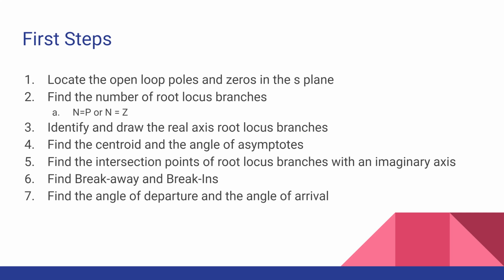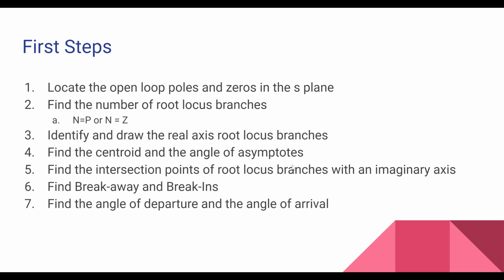The n and the p will be equal if p is greater than z, and n will equal z if it's inversed and z is bigger than p. So then our third rule is identify and draw all the real axis root locus branches. Following that, we'll find the centroid and the angle of the asymptotes. This, again, is dependent upon what n, p, and z look like. In this case, there are about 4 examples of what it can be.